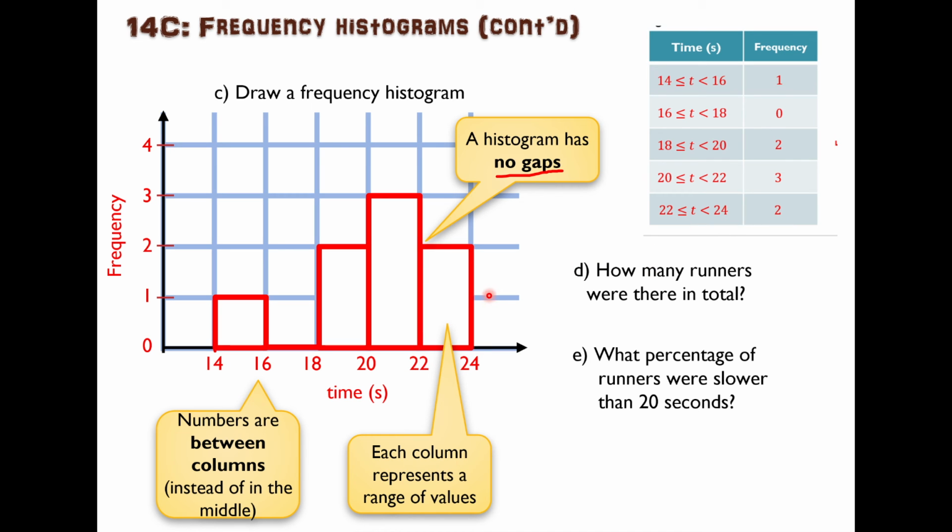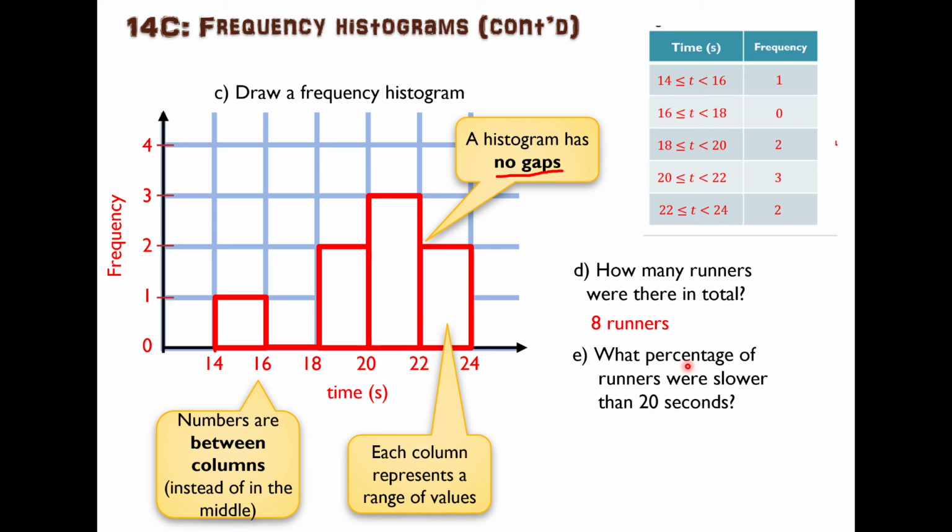2 runners. If I count the squares, 1, 2, 3, 4, 5, 6, 7, 8, you can still see the 8 runners there. And you can count how many people were in this bracket. 1, 2, 3. 3 students were in this class interval. How many runners were there in total? Well, we've already seen there were 8. We can add up the frequencies or count the number of blocks here because I went up in ones.